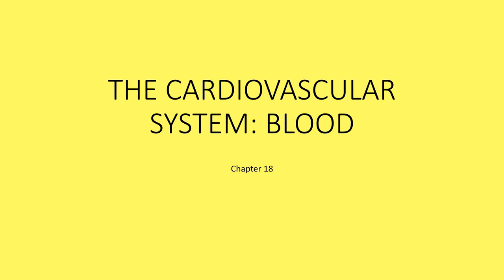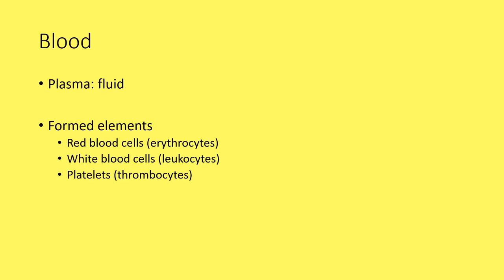This is chapter 18, which is the cardiovascular system, and specifically we're just looking at the blood and the components of the blood. So what makes up the blood? Well, you've got the fluid portion, which is the plasma, and then you have the formed elements. Blood is a connective tissue, and remember, with connective tissue you have your cells, and then you have that extracellular matrix. Well, blood is the only one where that extracellular matrix, instead of being solid, is a fluid, and that's the plasma. And so the cells are the formed elements.